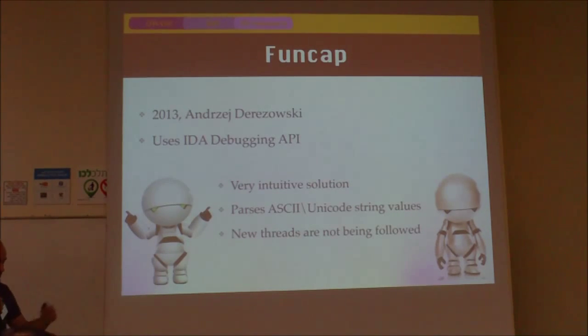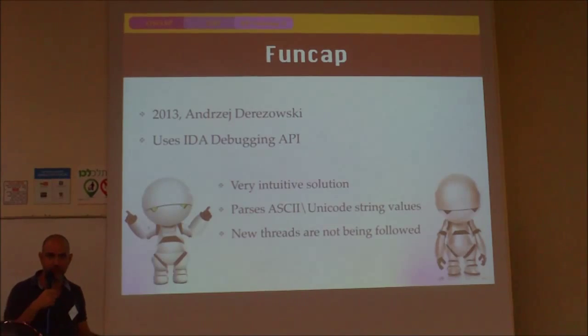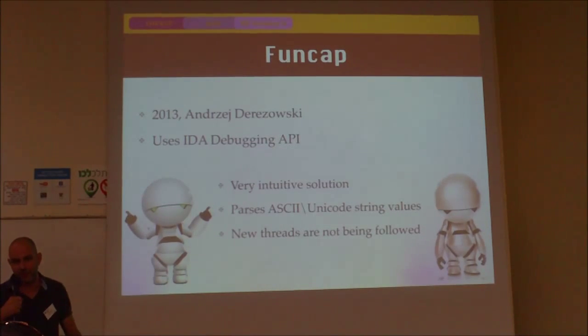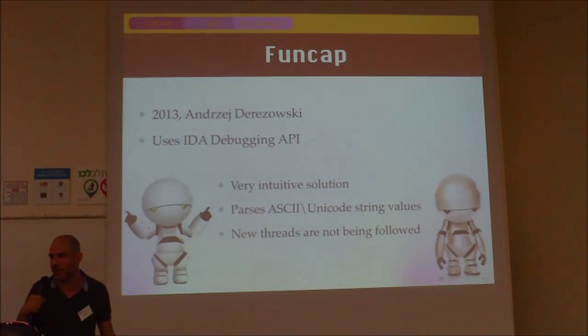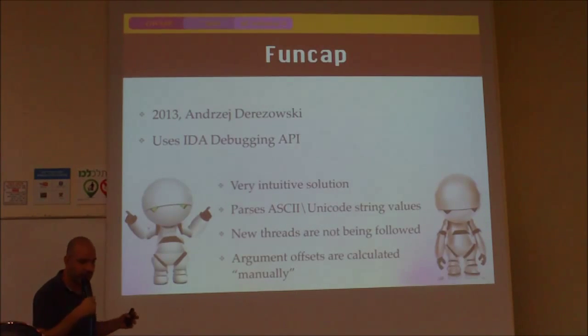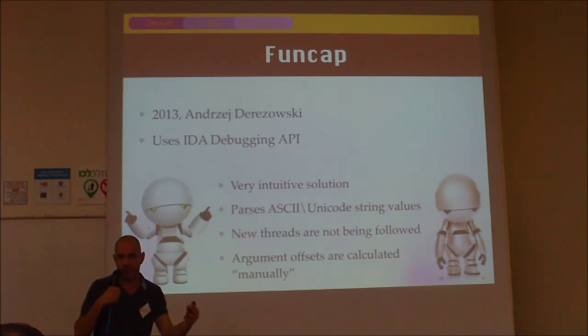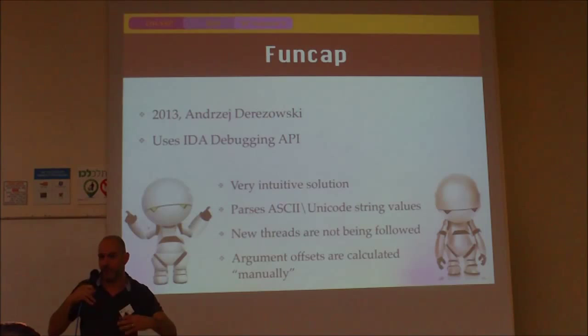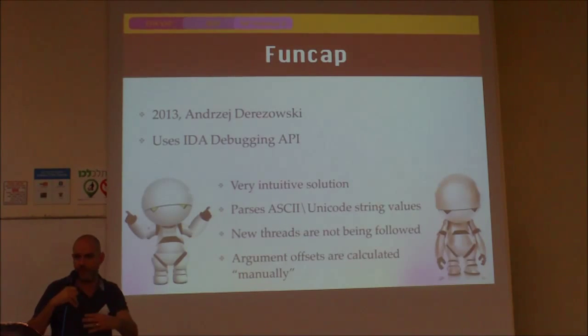Anyway, some of the bad things about it is that when any new threads are created during your runtime, it won't follow them. That makes it pretty useless for any common application, because there are a lot of threads being created all over the place. Another thing is that the argument offsets are actually calculated manually. So when it gets to a function call, it just goes to the stack, looks at the stack frame, divides that into 4-byte chunks, and then works out how many arguments there are.